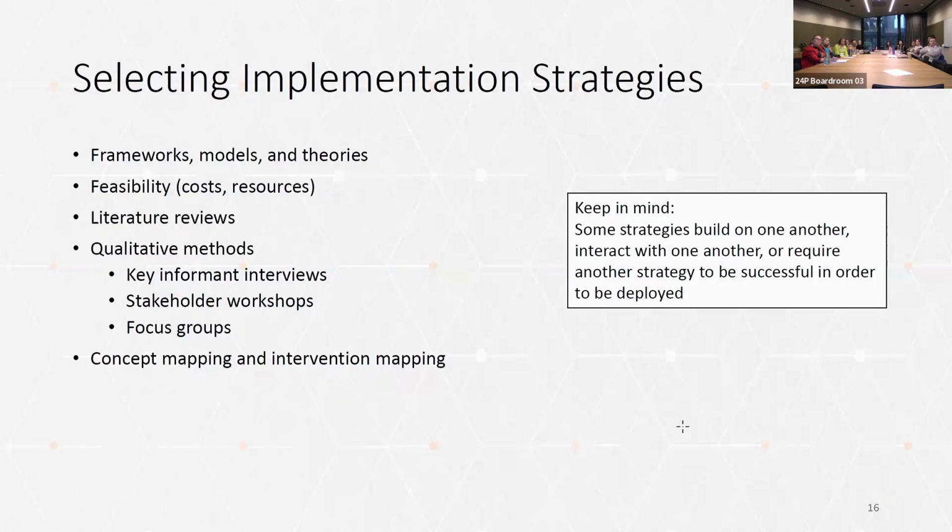you can look at what people have done in the past in literature reviews. You can do qualitative methods, so you could go do workshops, focus groups, and ask folks about different strategies or get an idea. Or you can do concept or intervention mapping, which is where you're mapping out what your intervention requires and thinking of those touch points and where a strategy might be used.